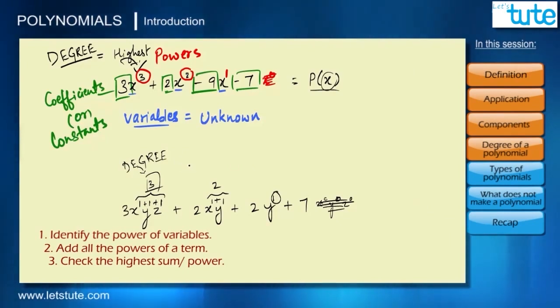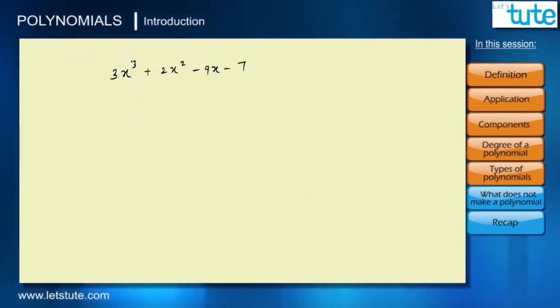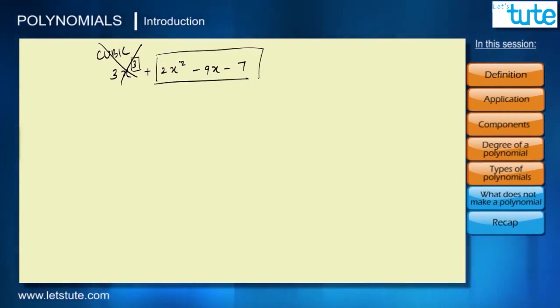Now why are we focusing on this degree so much? Because on the basis of this degree, we can classify polynomials into various types. Let's see how. A polynomial which has a degree of 3 will be called a cubic polynomial. Now if we did not have this particular term and it was only till this point and the highest degree was going to be 2, then this would be called a quadratic polynomial.